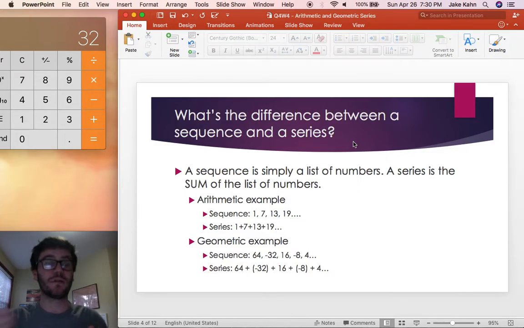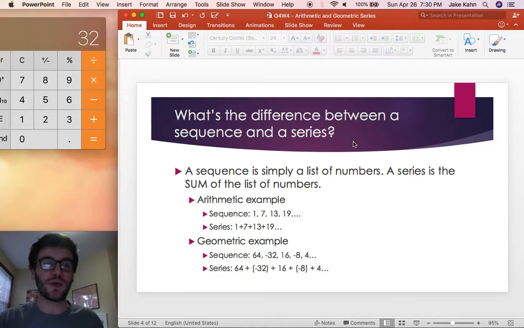So now we're talking about series. So what is the difference between a sequence and a series? A really, really important point that you have to know. A sequence is just the list of numbers. However, a series is the sum of that list of numbers. Put an addition sign in between each number in a sequence and you have a series.